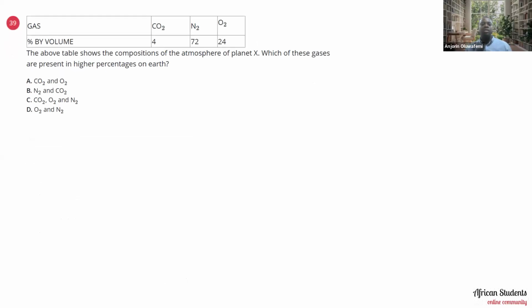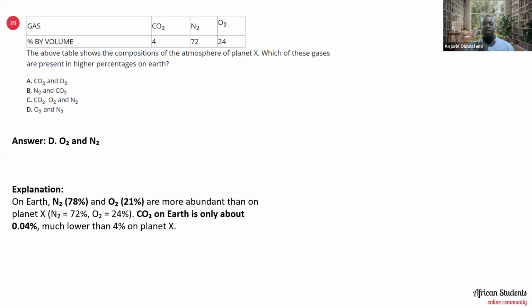Now, the above table shows the composition of the atmosphere of planet X. Which of these gases are present in higher percentage on Earth? Is it option A, CO2 and O2, option B, N2 and CO2, option C, CO2, O2 and N2, or option D, O2 and N2? The answer to this is D, oxygen and nitrogen. And basically on the Earth, nitrogen is 78% and oxygen is 21%. They are more abundant than on planet X.